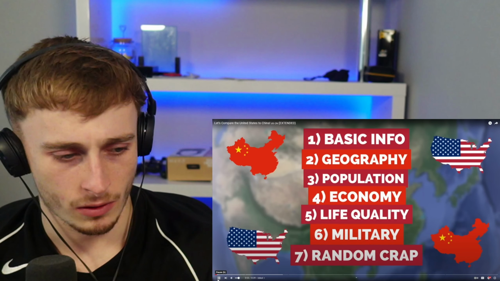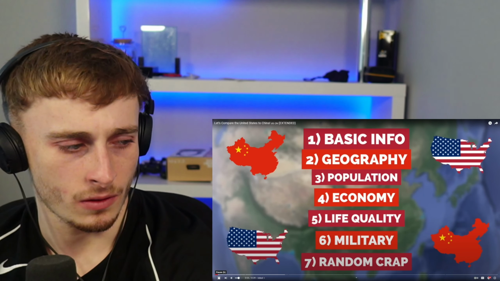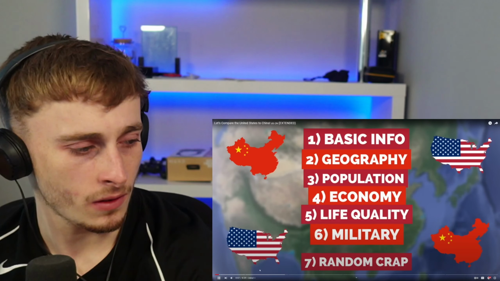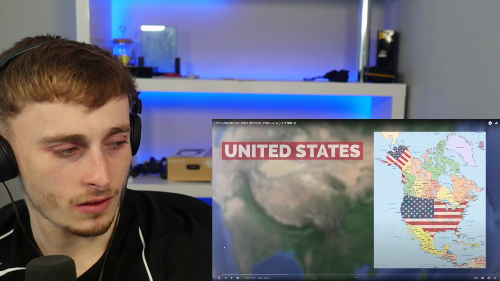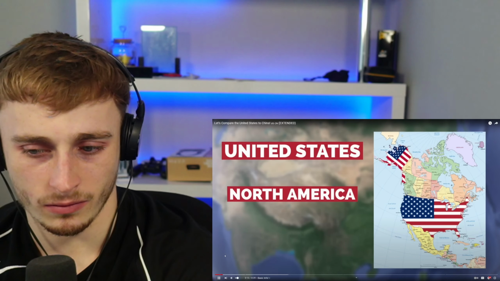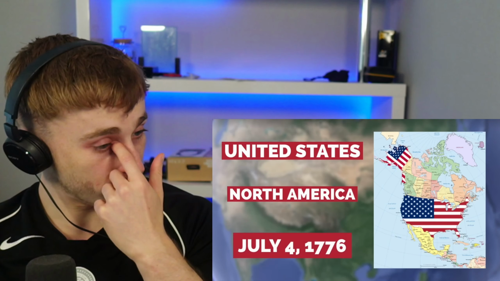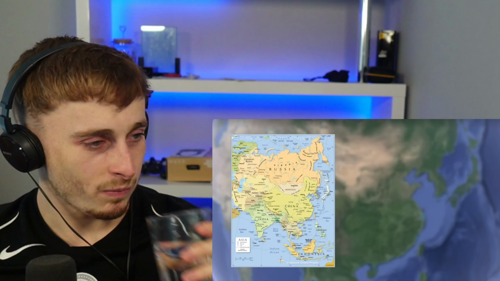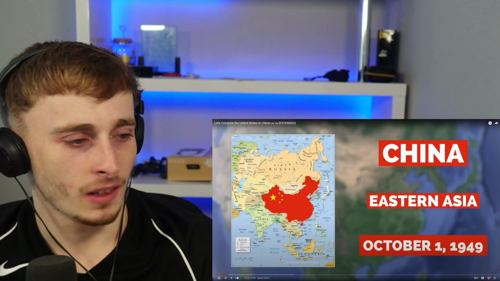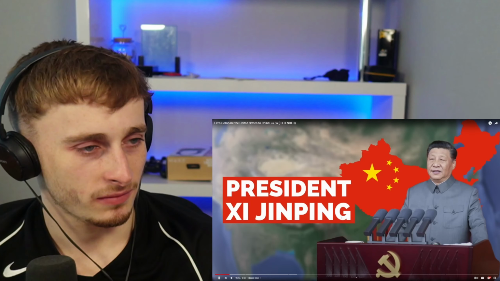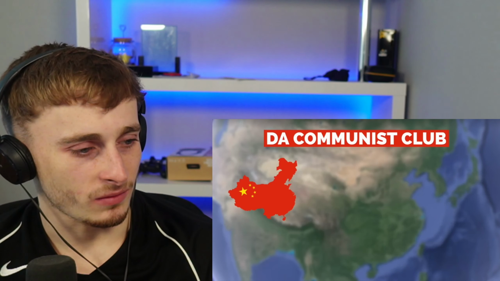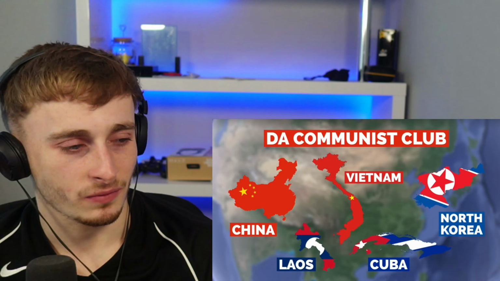Comparing these nations in 7 categories, including basic information, geography, populations, economies, qualities of life, the military, and other random crap. To start us off, the United States is a country located in North America and was founded on July 4th, 1776. Its head of state is currently President Joe Biden, who is a member of the Democratic Party. Modern-day China, on the other hand, is located in Eastern Asia and was founded on October 1st, 1949. Oh, modern-day China. Okay. Its head of state is President Xi Jinping, who is a member of the Chinese Communist Party. In fact, China is one of only 5 remaining communist countries in the modern world.